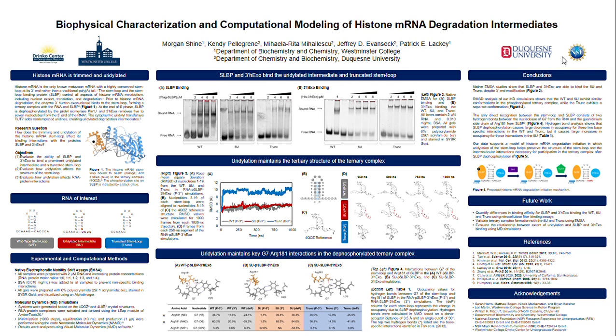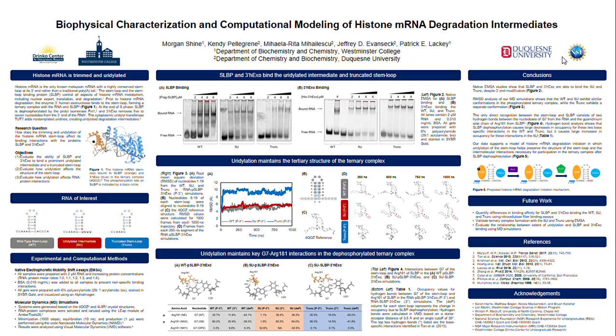This interaction is significant because 2 hydrogen bonds between G7 and arginine 181 were the only base-specific interactions identified in the original ternary complex crystal structure. Mutagenesis studies have also shown that changing G7 to another nucleotide eliminates SLBP binding, and so this interaction is really critical for histone mRNA SLBP binding.